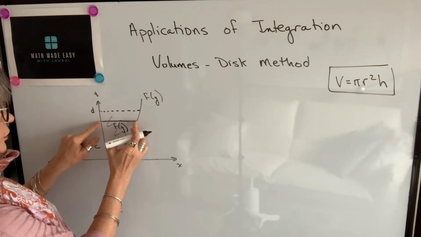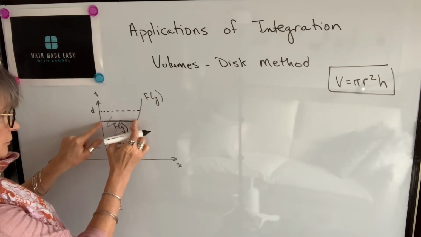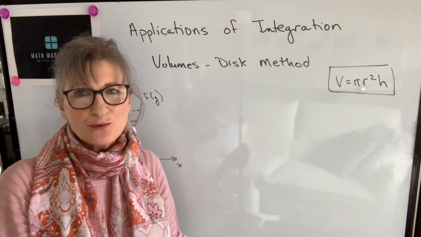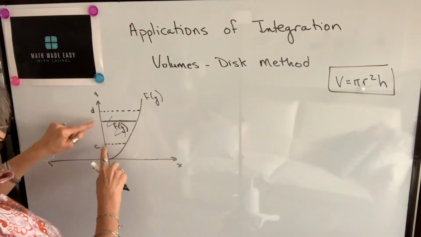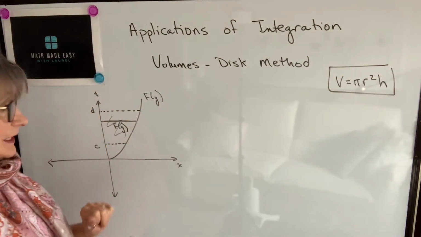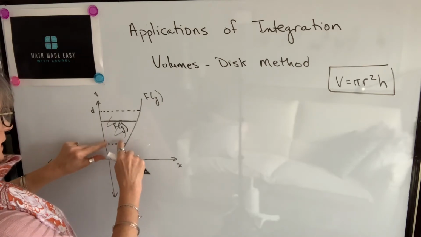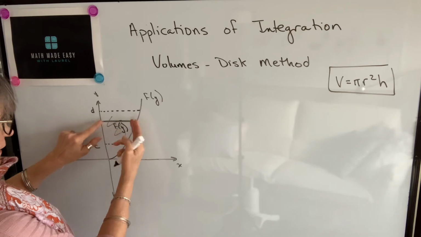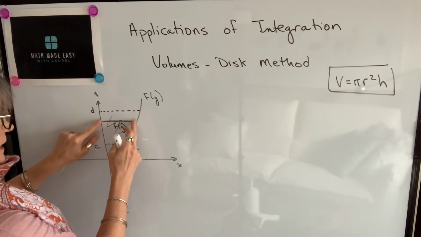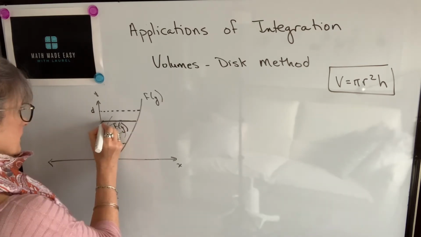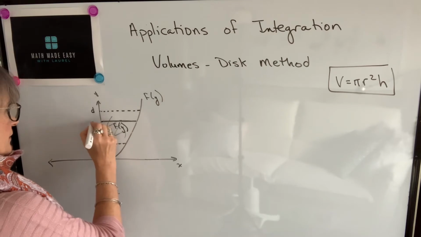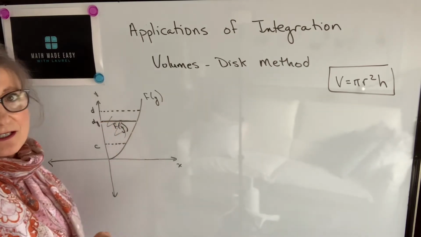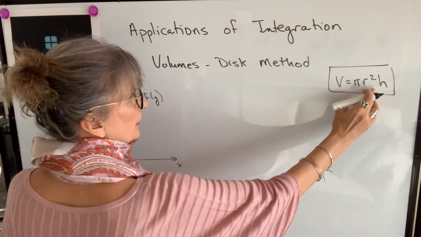Remember, when we're working with horizontal rectangles, we have to describe our functions in terms of y, and we have to use the y values for our limits. So if we were to take this representative rectangle, its length would be the x value, which would be a function of y. It becomes the radius. This thickness here becomes dy, which will become the height of our cylinder.